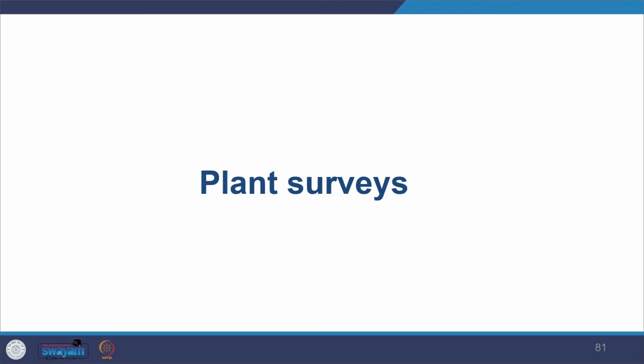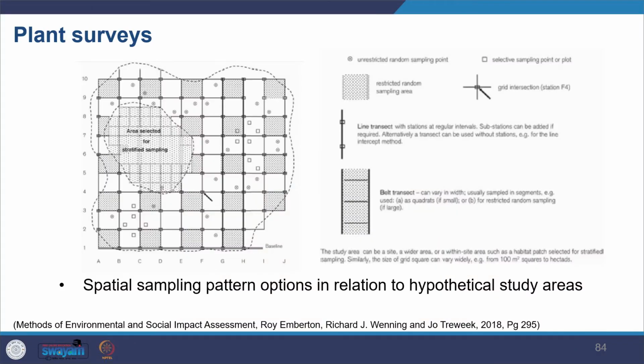And then just quickly looking into different plant surveys, the kinds of surveys. So you will need a plant survey. You can do a vascular plant survey, which will be required, and you might need a taxonomic expert for this. In the diagram here, you can see the spatial sampling pattern option based on the hypothetical study area. You can see here how the grids and plots are divided, and then the small boxes show where the samples are collected.